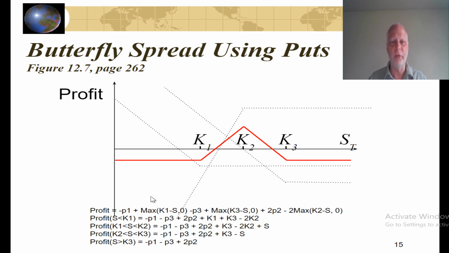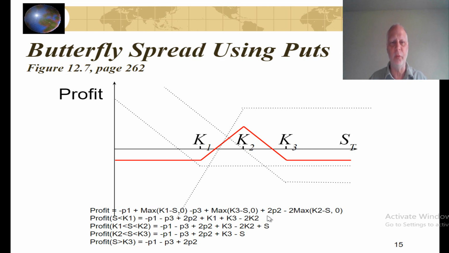Here is our first put with a strike price of K1: minus P1 plus maximum of K1 minus S comma 0. Here is our long put with a strike price of K3. And here are our 2 short puts with a strike price of K2: plus 2P2 minus 2 max of K2 minus S comma 0.